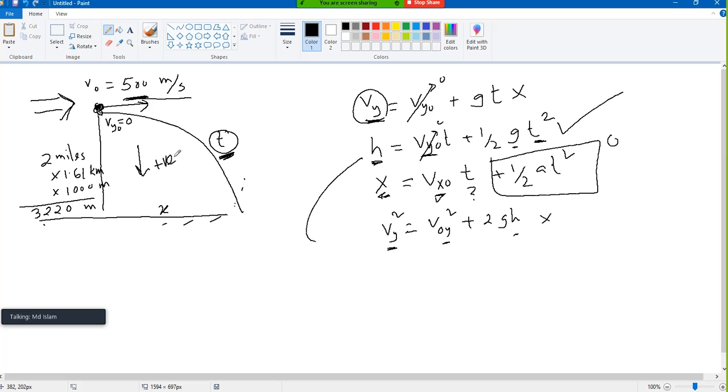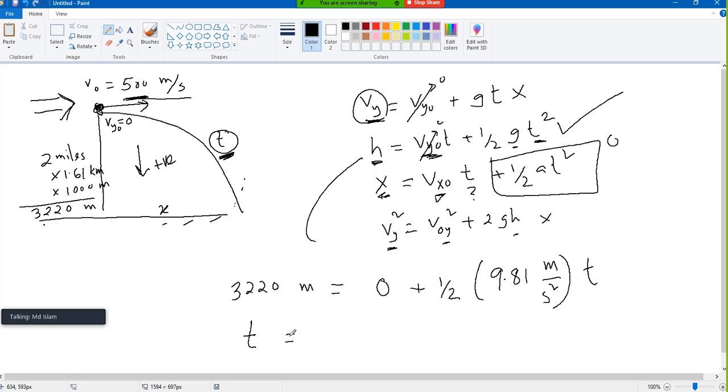Down A is positive. So A is how much? 3220 meter. Down A positive. This portion is 0, 0, half G. What is G? 9.81 because it is in meter per second square equation. T is time. Then you can find it. What is your time? So 3220.